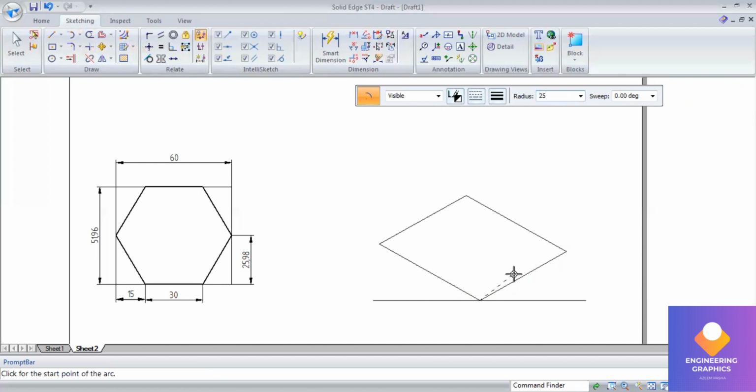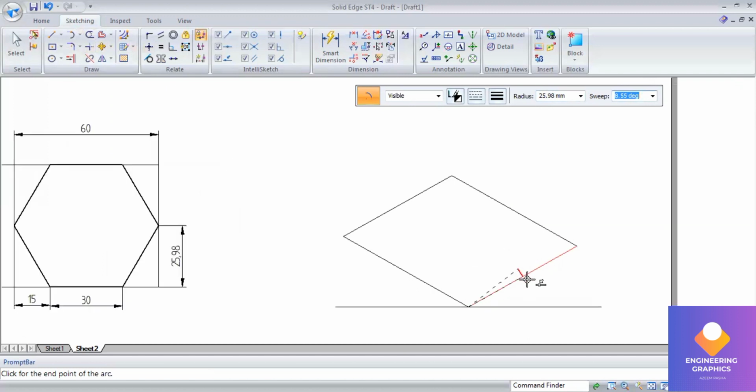Take the radius and cut the arc. The same way, on the opposite side also, I will be cutting the same arc length. That is 25.98. Give the radius of 25.98 and cut the arc. For the other edges we have to cut an arc length of 15 mm from the corner ends. Okay, 15 mm. From this side also 15. Cut it.